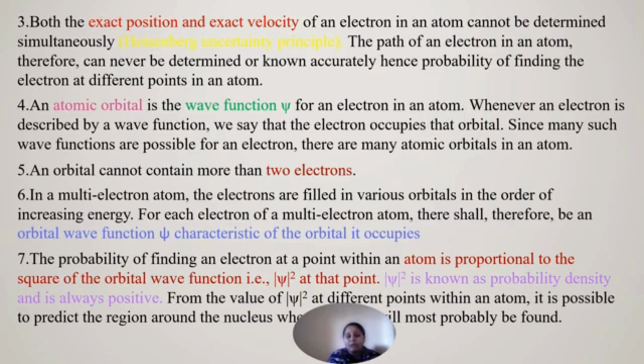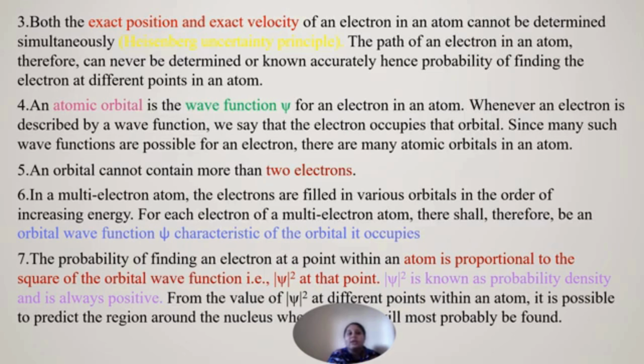So we can conclude that as it is a probability, the electron may be present at this point, it may be present at that point. It's a probability. And this atomic orbital psi is the wave function for an electron in an atom. For an electron, the atomic orbital is called the wave function.